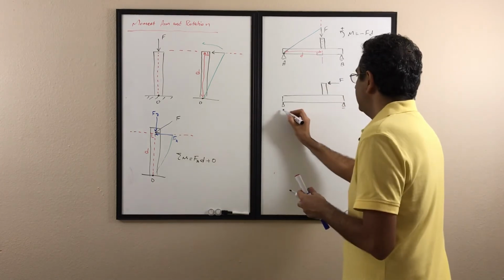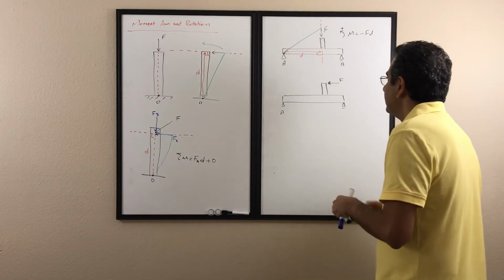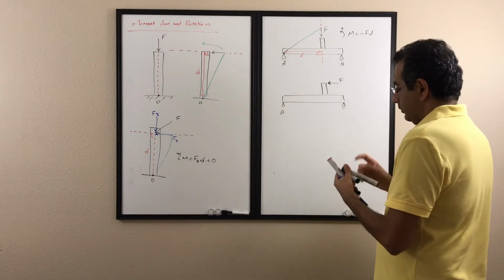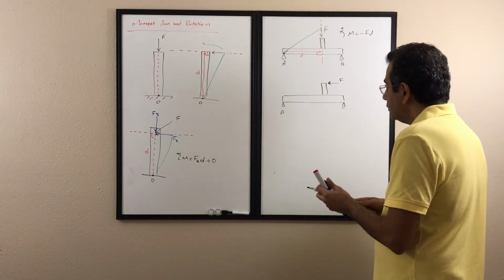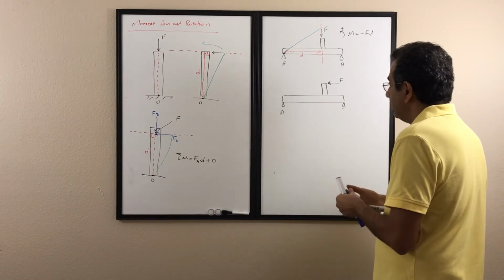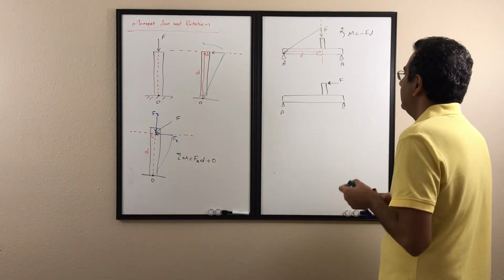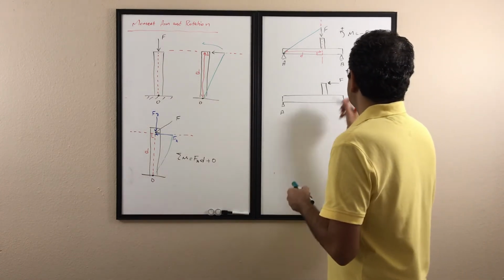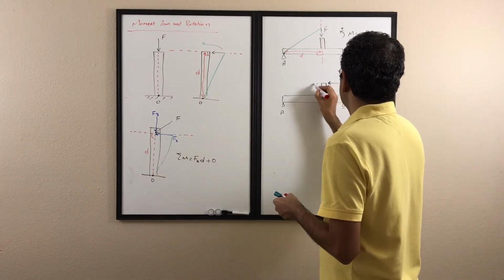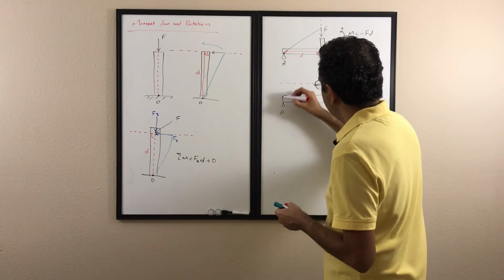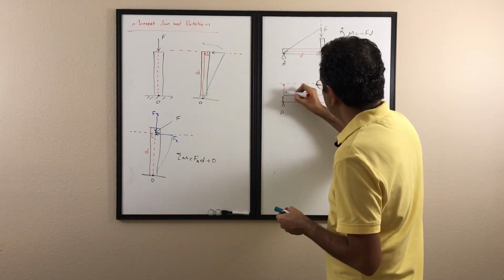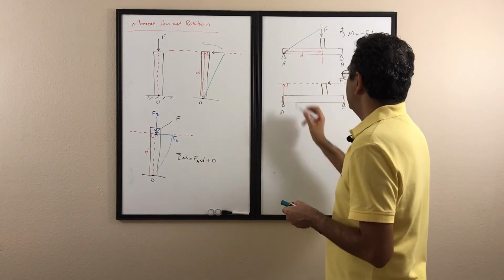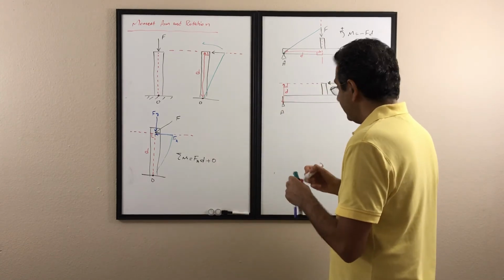This time the force is applied here. I want to find the moment about point A. To find the moment, one thing we need to do is draw the line of action. So first, draw the line of action, and from point A, draw the line that is perpendicular to that line of action. That is going to be D.